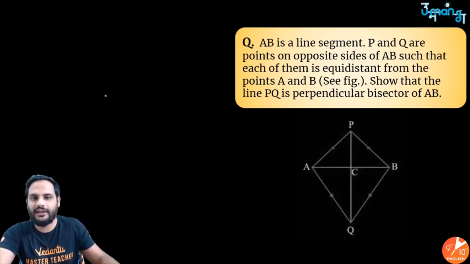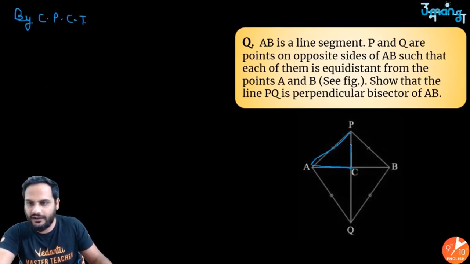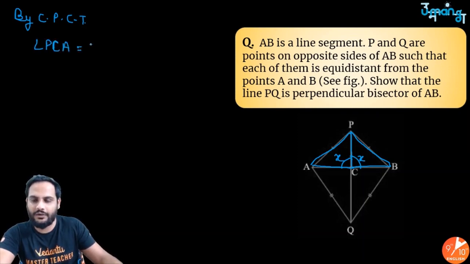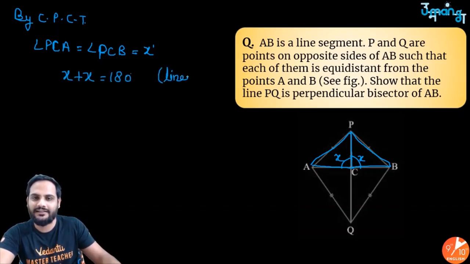So one more thing we get by CPCT, that is, if these two triangles are congruent, then these two angles will also be equal, na? So let's say both are equal to x degrees. So angle PCA is equal to angle PCB is equal to x degrees, and I know they are a linear pair as well. So x plus x is equal to 180 degrees. The reason is linear pair.